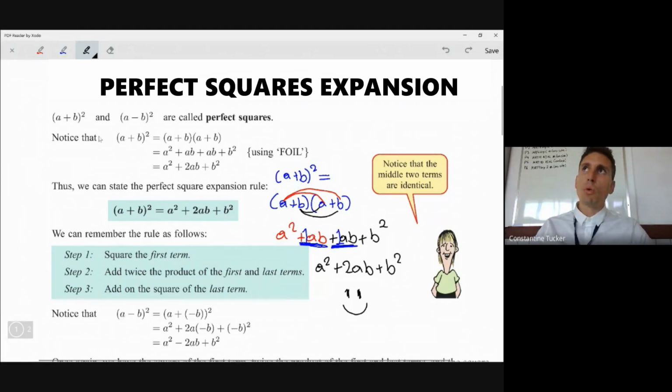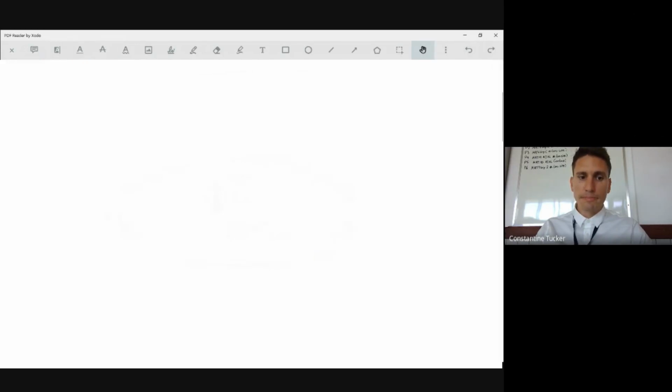So how would you remember this? We've got here a way to remember this rule. When you have something plus something, all squared, you can remember it this way. Square the first one, add twice the product of the two, so plus 2 times ab, and then add on the square of the last one. So that is the idea with this formula.